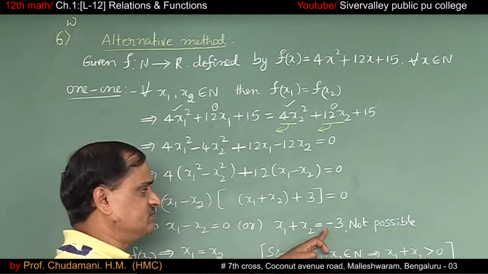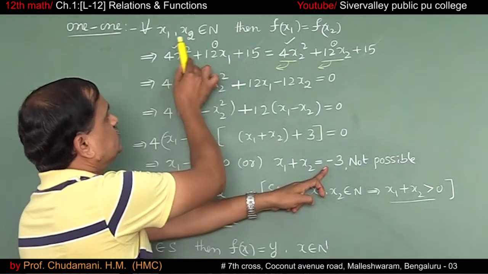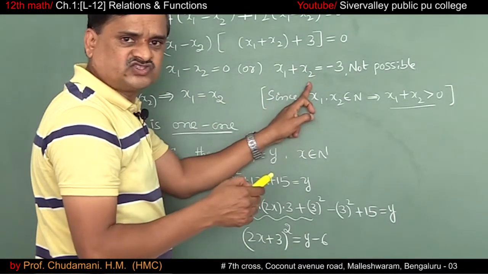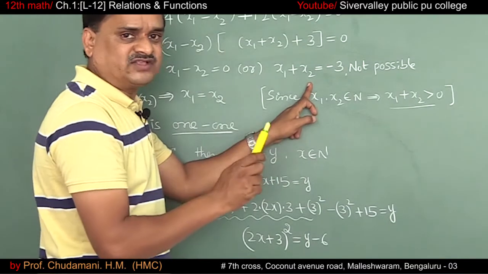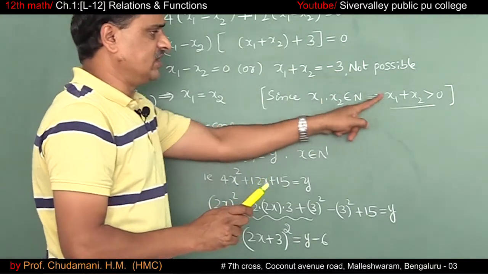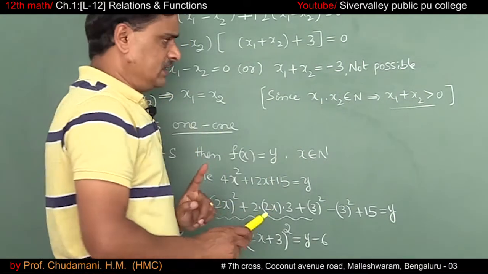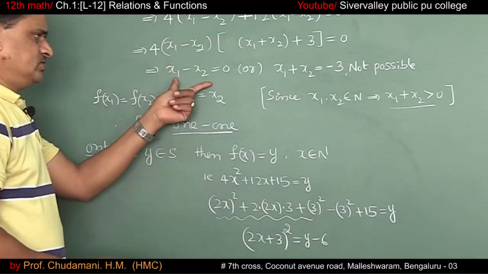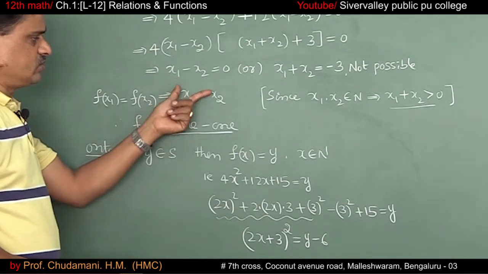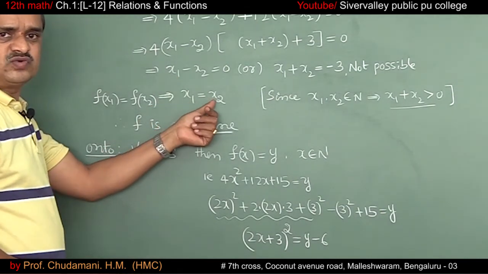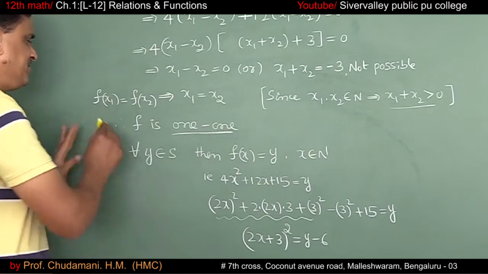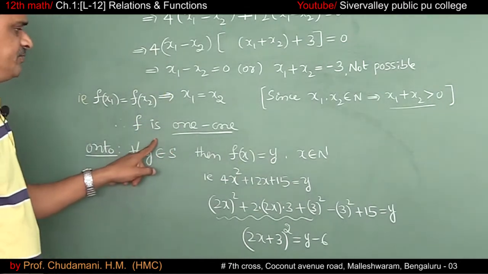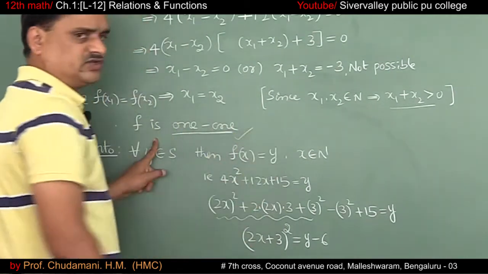This is not possible. Why? Because x1 and x2 are natural numbers. If you add any two natural numbers, the result must be a natural number. It can't be minus 3. So x1 plus x2 must be greater than 0 only. That's why this is not possible. So only x1 minus x2 equals 0, so that x1 is equal to x2. f of x1 equals f of x2 implies x1 equals x2. Therefore, f is one-one function.